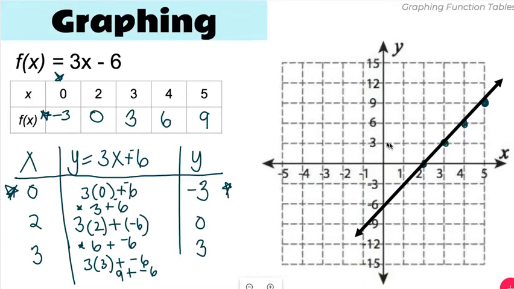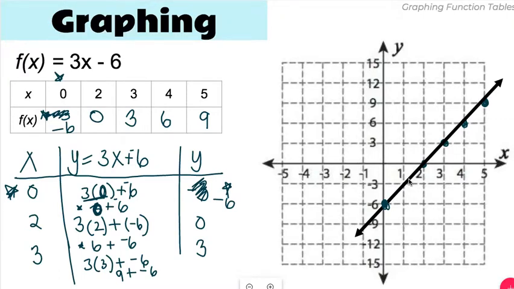So what I'm going to do is I'll erase my point. I'm going to come back to my math and I'm going to double check it. I substituted correctly, but I multiplied wrong. That is supposed to be 0. If this is 0, that makes this negative 6, which makes this negative 6. Let's plot that point and see what happens. 0, negative 6. That's on the line, so I know I'm good.